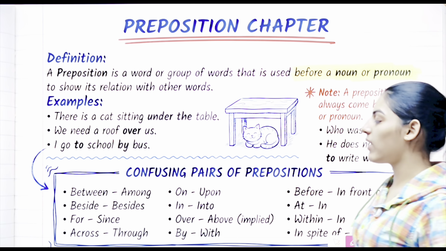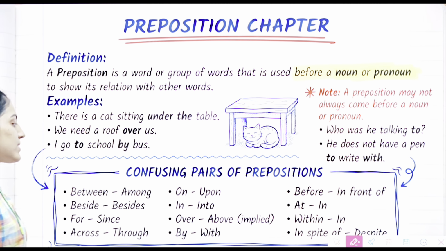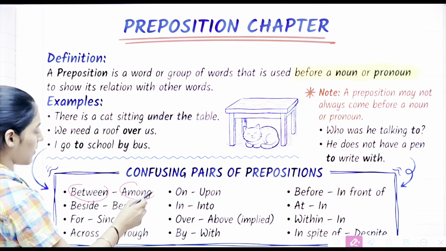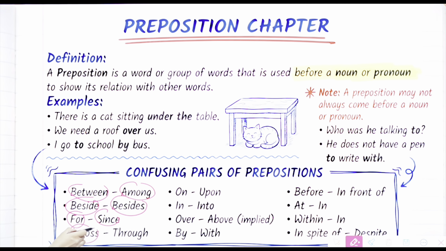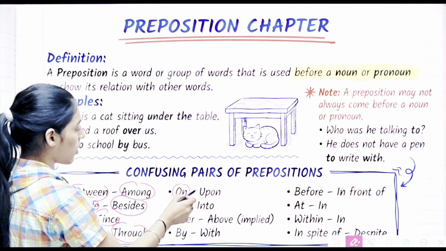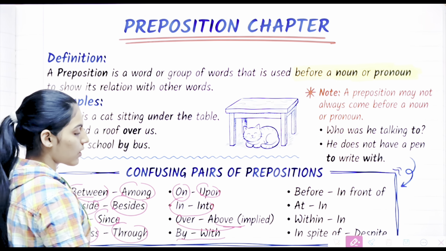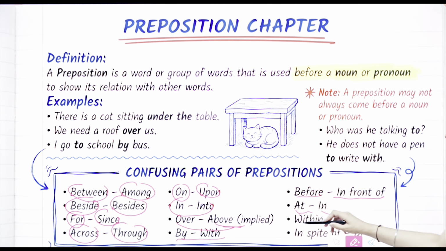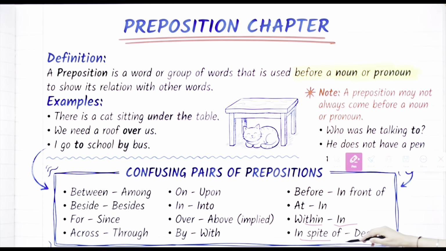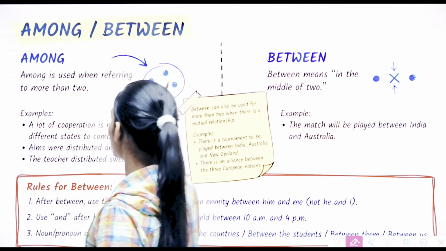Now here we have some confusing pairs. Many of you forget the difference between them. So let's see. First is between and among, beside, besides, for, since, across, through, on, upon, in, into, over, above, if implied, by or with, before, in front of, at, in, with, within, in spite of, despite. Alright, now let's see. First we have among and between.